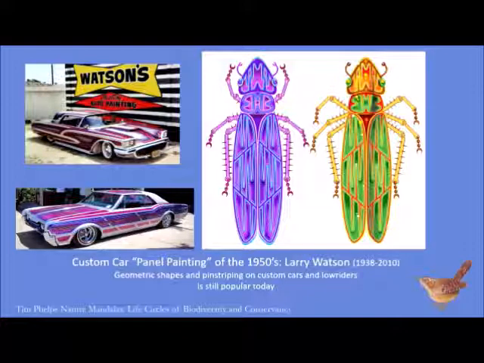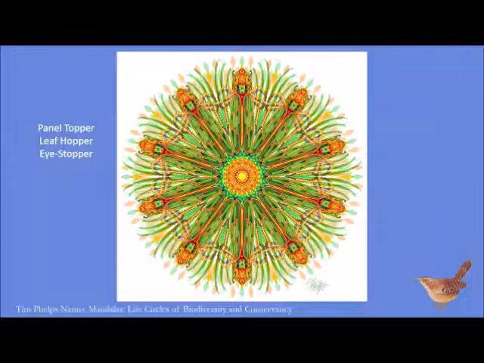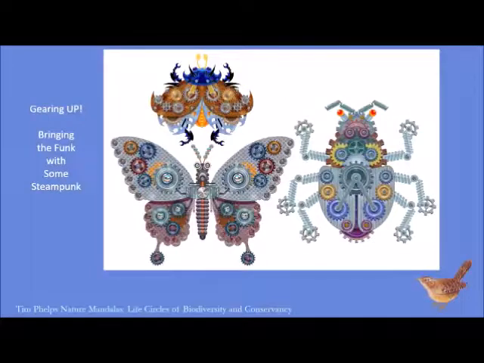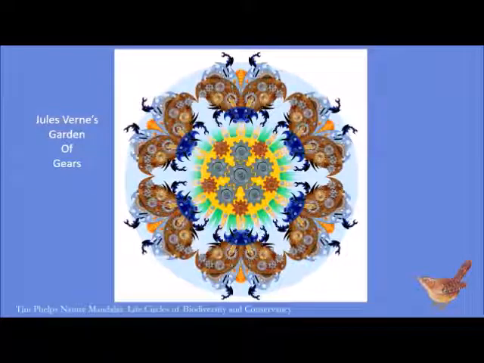So these are my panel painted beetles, leaf hoppers. So here's a panel topper, leaf hopper, eye stopper. So we'll quickly jump over into steampunk. We'll bring in the funk with some steampunk. So some beetles around a gear-like sunflower.